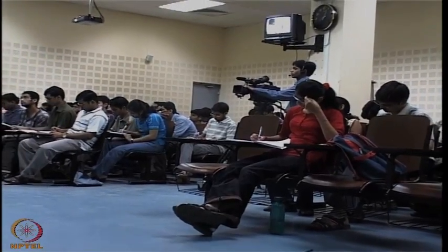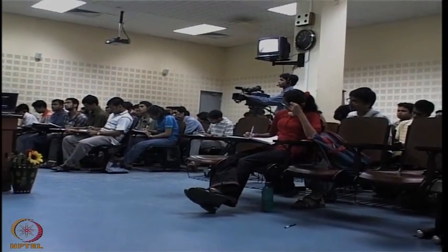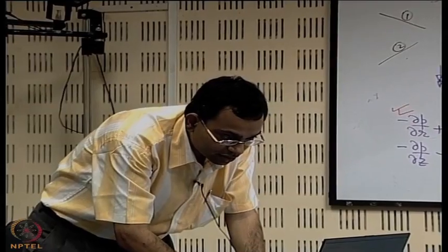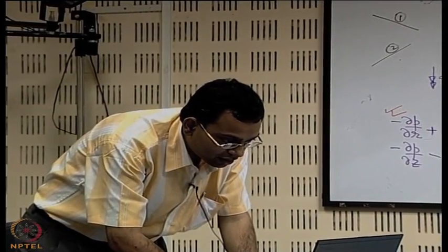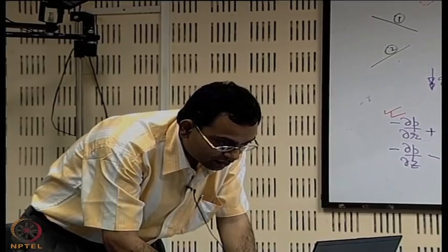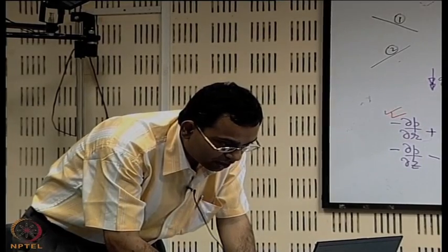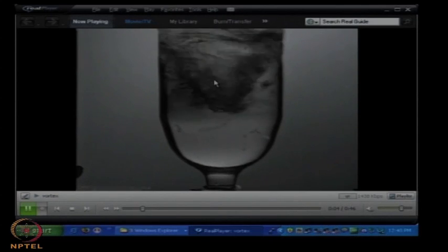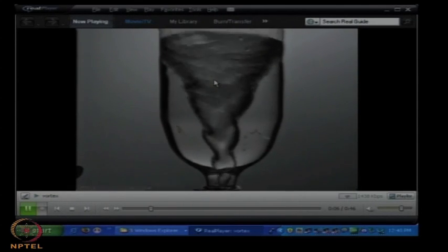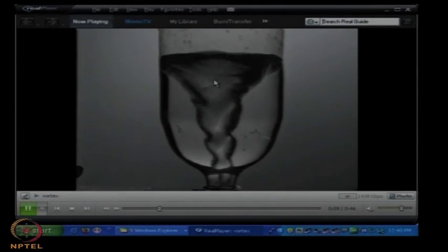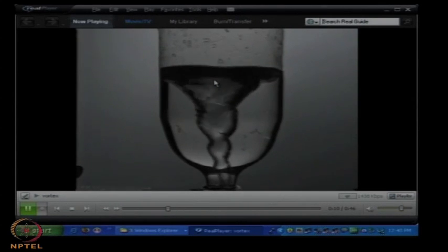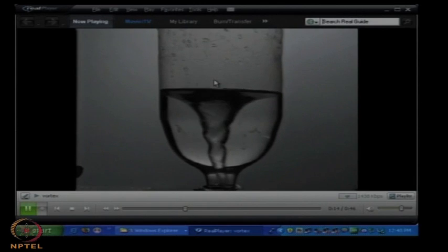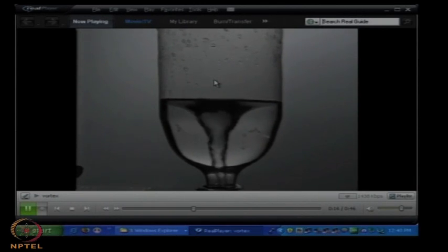So we will close this discussion by seeing maybe one example where we will see how this type of vortex motion is generated in practice. You see this type of a vortex motion that is there. It is not exactly a parabola of revolution, but it is generated by rotating the fluid in a container.